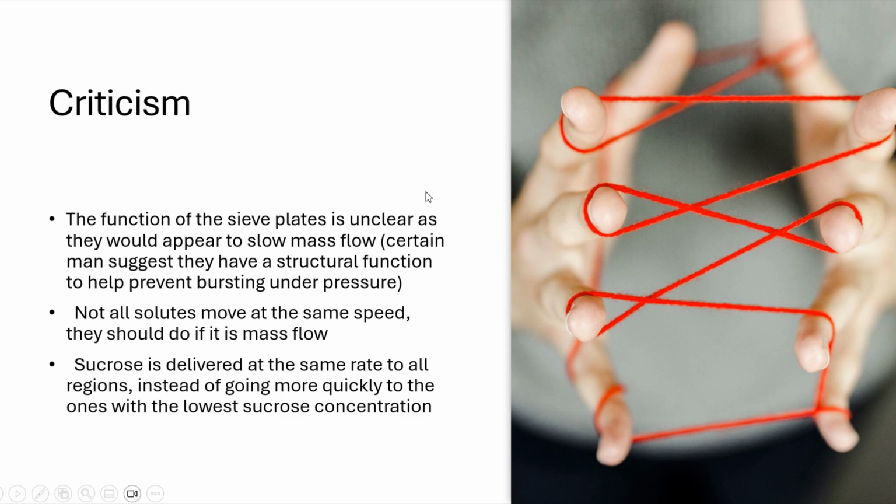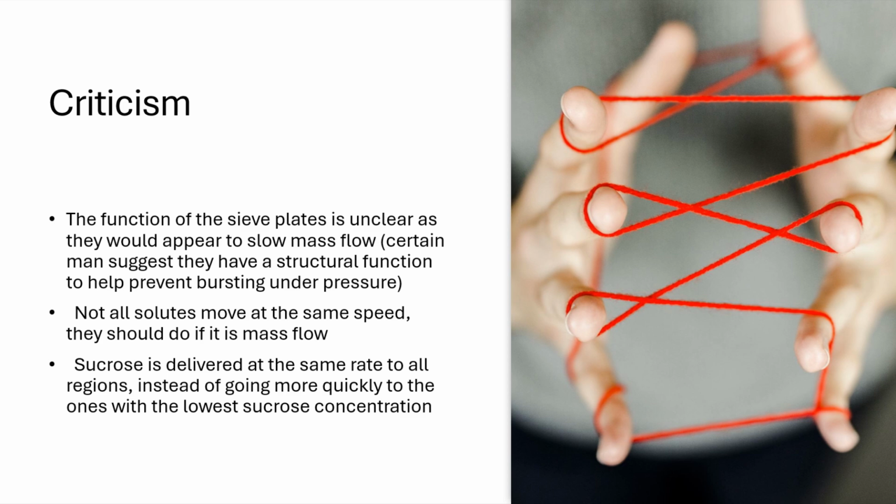Alright. Criticism. The function of the sieve plates is unclear, as they would appear to slow mass flow. Some argue that there's no need for the sieve plate because the sap could just go directly through the phloem. However, others suggest that they have a structural function to help prevent bursting under pressure.